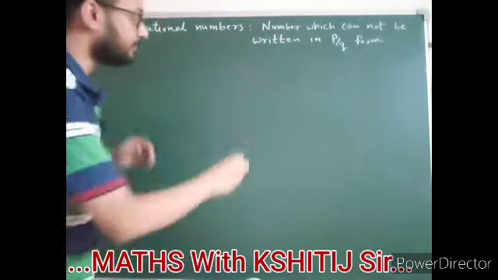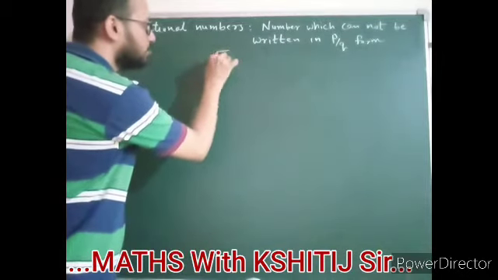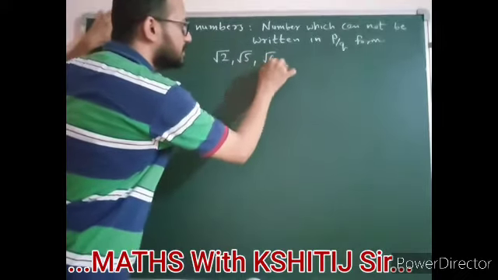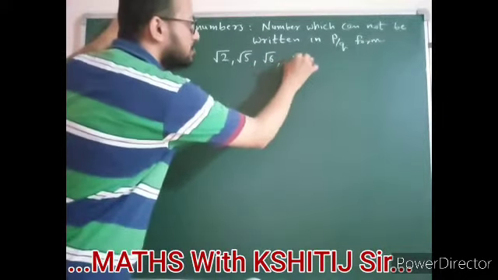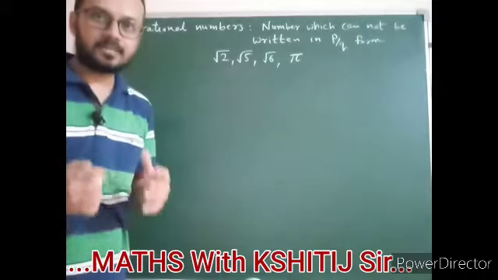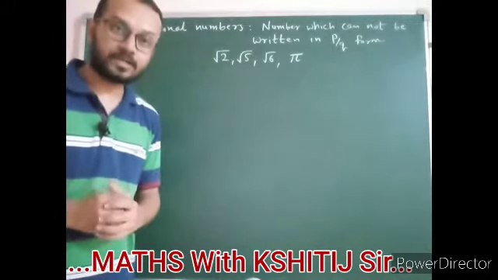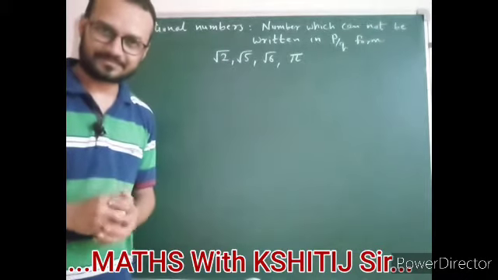Some examples of irrational numbers we have seen in episode number 1. They are root 2, root 5, root 6, etc. Pi is also an irrational number, and they are not included in the set of rational numbers, but they are included in the set of real numbers.